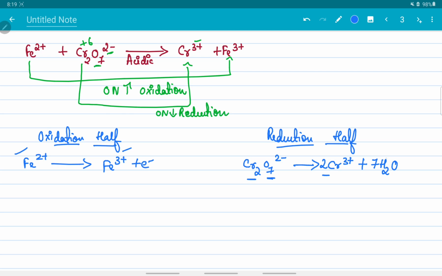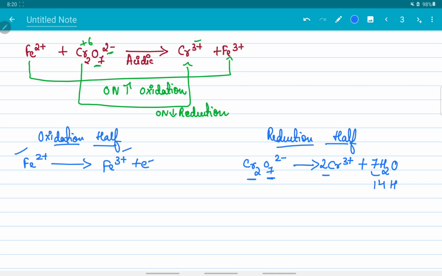Okay, so we gave 7 H2O on the right hand side to balance oxygen. Now if you check, oxygen is balanced. The next step is to balance hydrogen. On the right hand side, there is 7 into 2, 14 hydrogens, and on the left hand side you have no hydrogens.